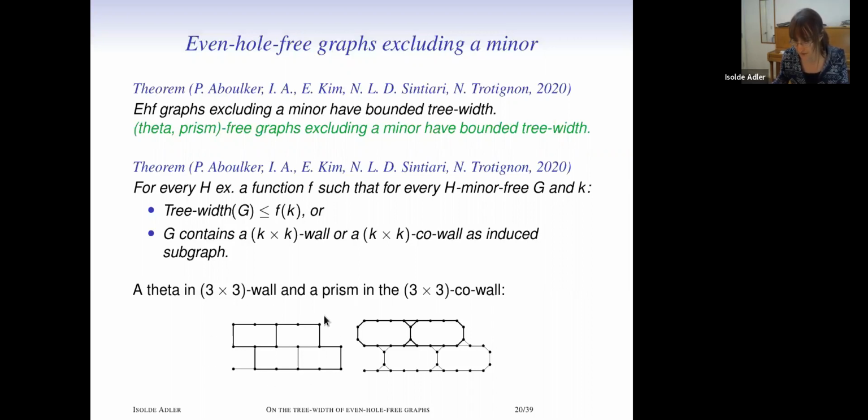If you have a wall like this, you can find a theta by taking this vertex up here and down here, and then you have 3 paths connecting those vertices as in the template for a theta, which means we find an even hole, right? So already a little 3 by 3 wall like this cannot occur. And similarly, we can see in the 3 by 3 co-wall that we find a prism, with a little triangle here, a little triangle here, and then the 3 paths connecting those triangles like this. So already we cannot have 3 by 3 co-walls. Okay, so this second case basically can't occur, so we have bounded tree width. Does that make sense?